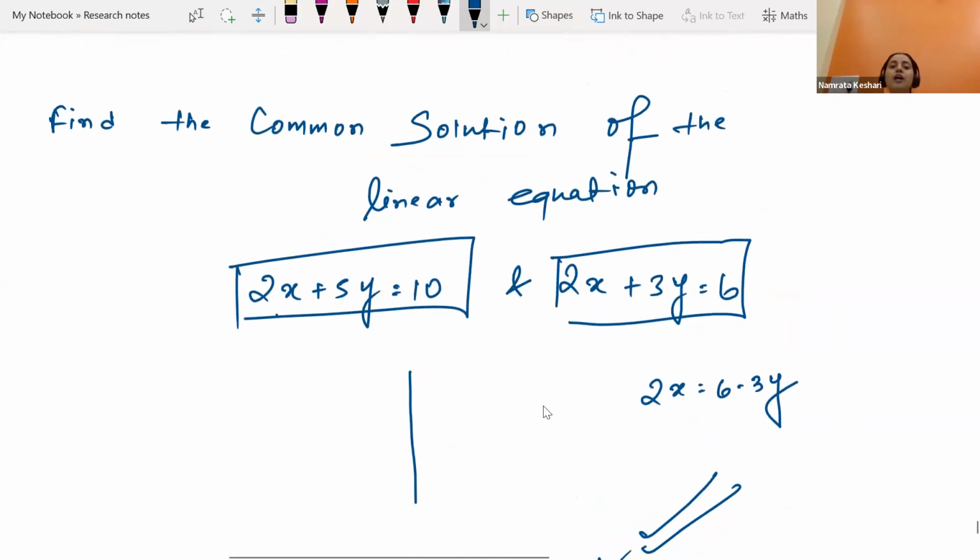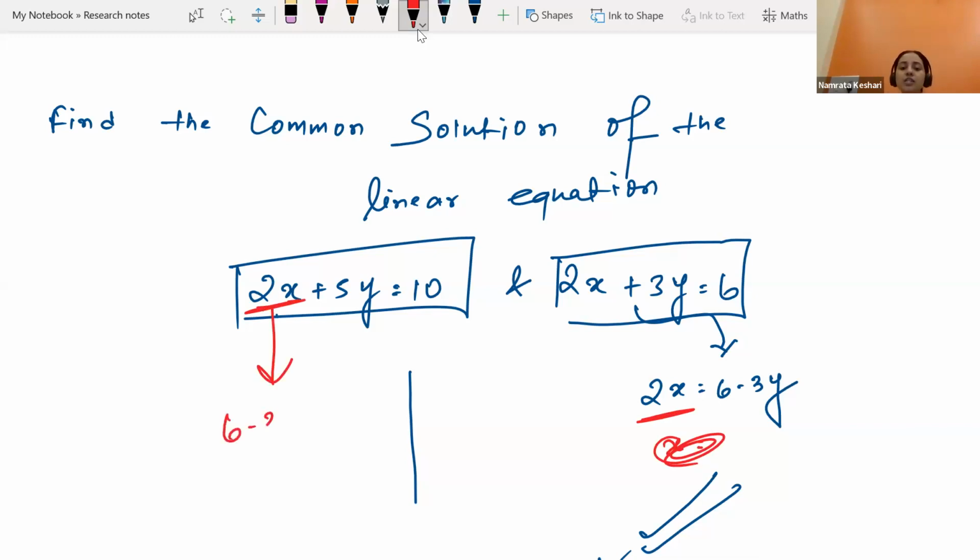So we are going to do one arrangement. We will take out the x or y value from one of the equations and substitute it in the other equation. Let's see carefully what we will get. So 2x is equal to 6 minus 3y. I was about to take out x from here, then I realized that 2x is already there in the first equation, so why not take 2x as it is and substitute it over here, 6 minus 3y.